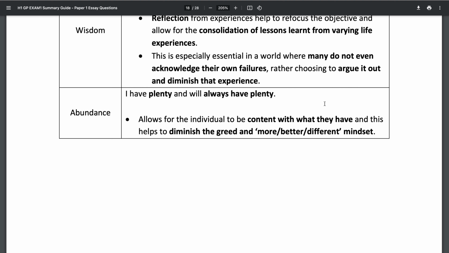So this allows the individual to have contentment. Okay? I'm content with what I have, so I don't need the greed. I don't need to be better. I don't need to be more because I already have enough. In fact, I have more than enough.